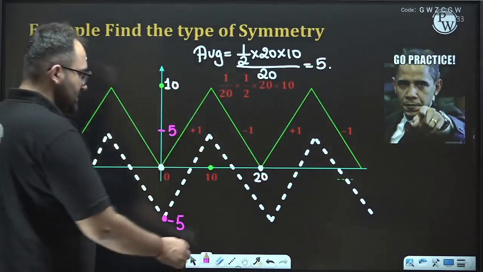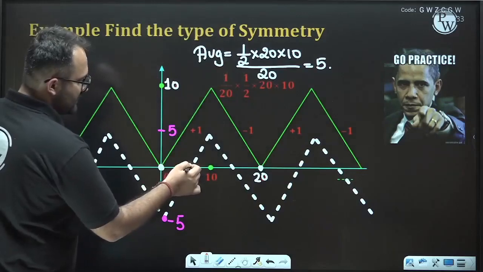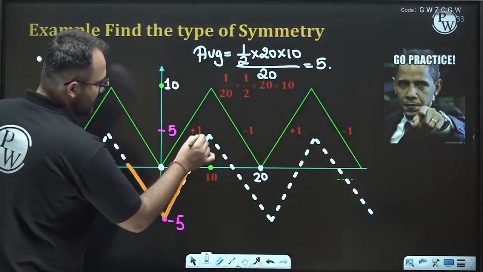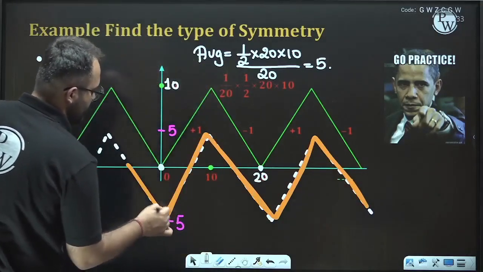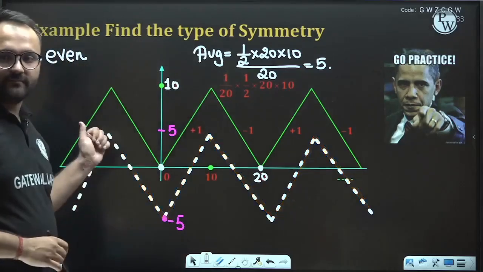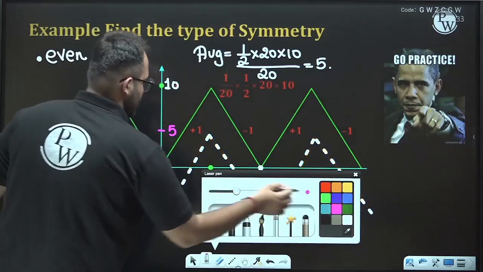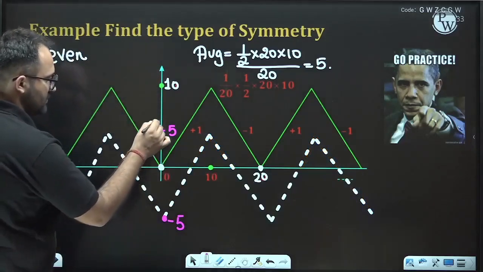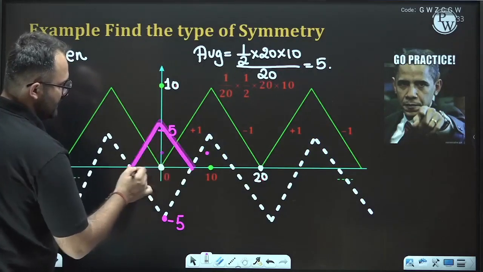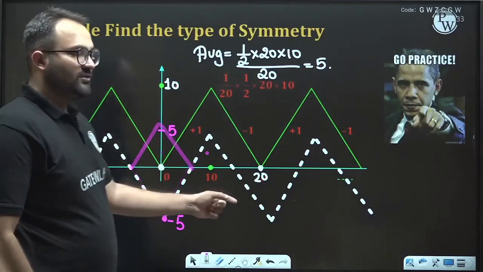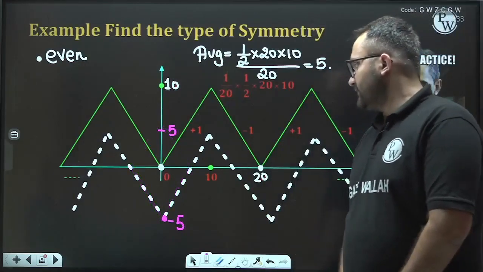So now we can see that for half period it is positive, half period it is negative, and it is also symmetric. If we shift this white dotted signal by half time period towards left, we'll get a signal like this. This triangle will come here, and we can see that this triangle and this triangle will be opposite to each other. So the dotted signal that we have got has half wave symmetry.